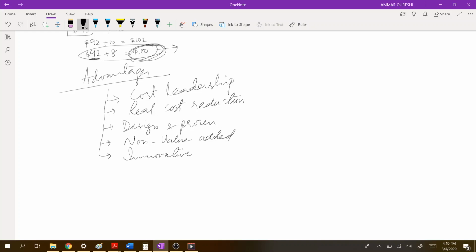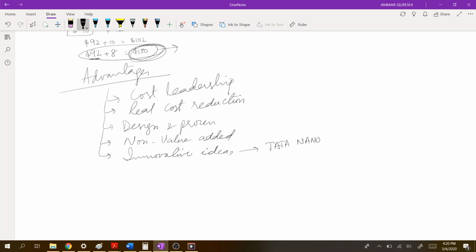Then there is another thing: target costing brings some innovative ideas on the development of the product. I mean, if you cannot do it like this, you can do it in some other way. For example, here I would like you to see a documentary movie which is based on a case study of Tata Nano.